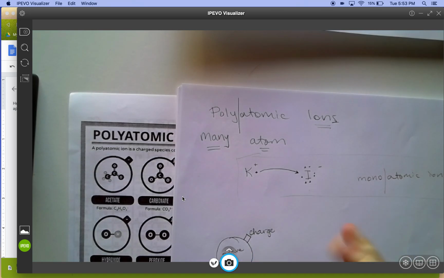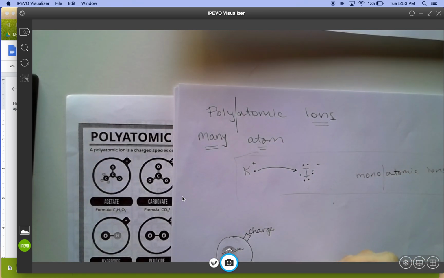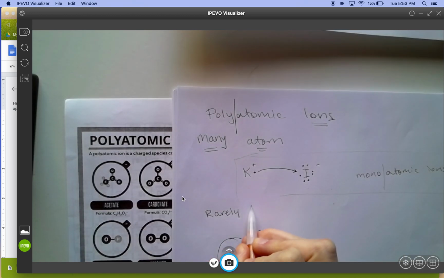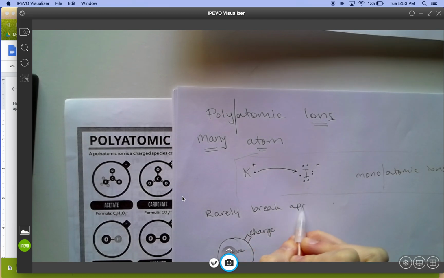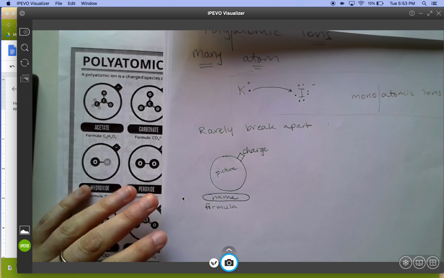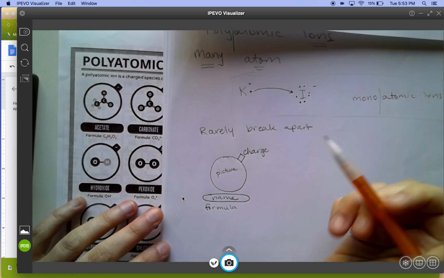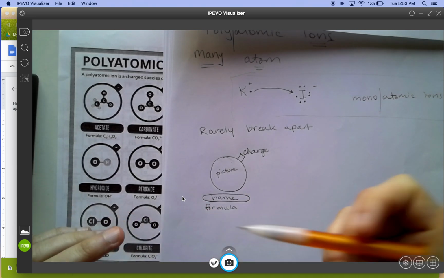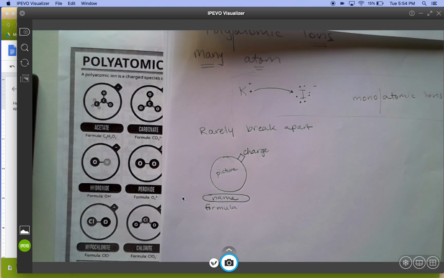Okay. I should have mentioned this last time. Polyatomics rarely break apart. They do every once in a while. You can break a polyatomic, but for the most part, they run around in this little group really well. So you can break them, but you usually will see them stick together. Even when they react, they'll often stick together in their little clump, their little polyatomic clump.